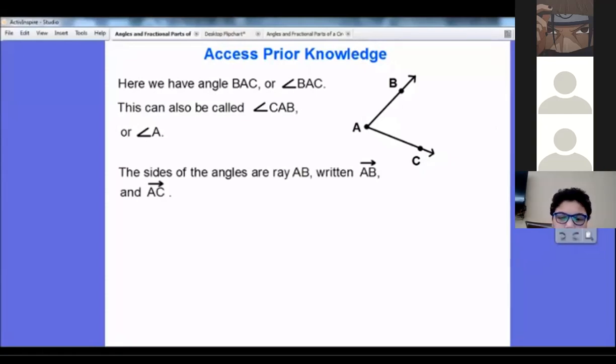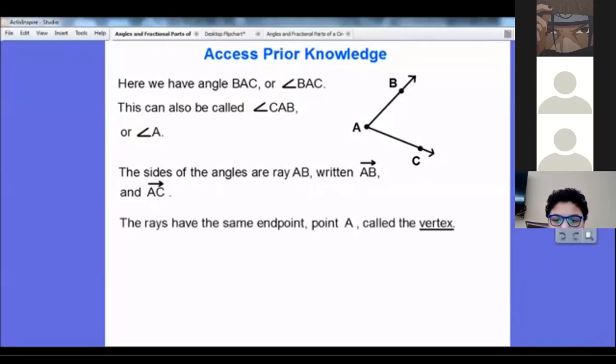So the sides of the angles are called rays, and so we'd say here's ray AB and here's ray AC, okay? And the rays have the same end point, and the end point is actually the beginning point, but textbooks like to call it an end point. So it starts at A, goes through B forever and ever, so that says ray AB. And ray AC starts at A again and goes through C forever and ever, so that's ray AC. So the books will call it the same end point, but it's actually the same starting point, and that same point A is called the vertex of that angle.